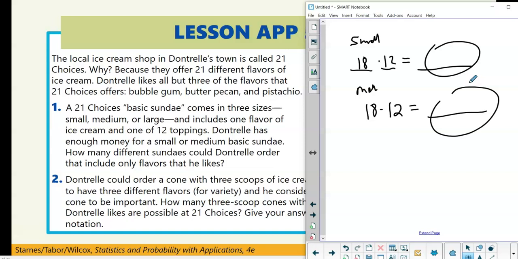Because he can't order the large. I was just double checking the question. I want to make sure that large we don't calculate here. It's kind of sneaky. You had to read that. I think that's right, though.